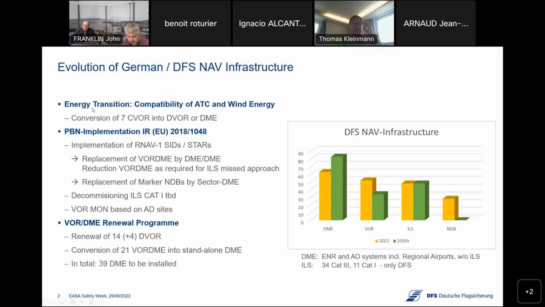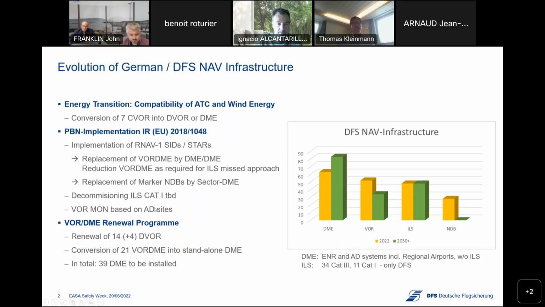To support the energy transition, especially the wind energy evolution, we concentrate on Doppler VOR. We have now a replacement program in Germany in this decade, which will achieve a full replacement of our remaining VOR installations by new systems. And in this program, we will convert our 7 conventional VOR into Doppler VOR, or in the case of decommissioning of a VOR location, we will have on this location a DME only to support the DME RNAV procedures.